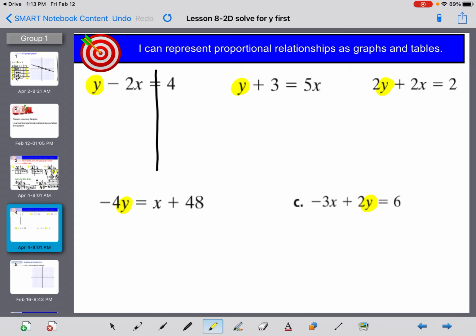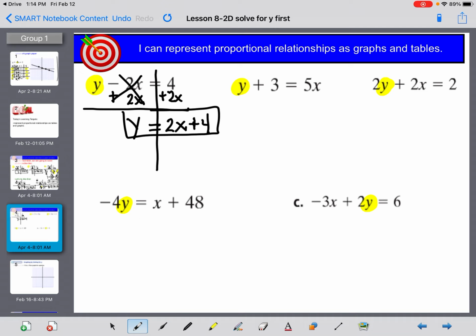The first thing that I need to do in the first problem is to add 2x. Now I have y equals 2x plus 4. Now if you wrote 4 plus 2x, you know that that's the same thing because the commutative property says so, that you can write addition problems in any order. But let's try to write the x value first. Here I've got y plus 3. How do I get y by itself? Subtract 3. Y equals 5x minus 3.